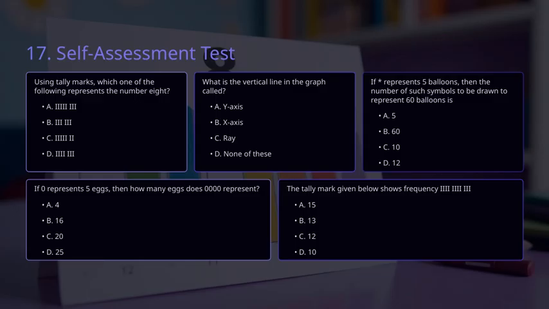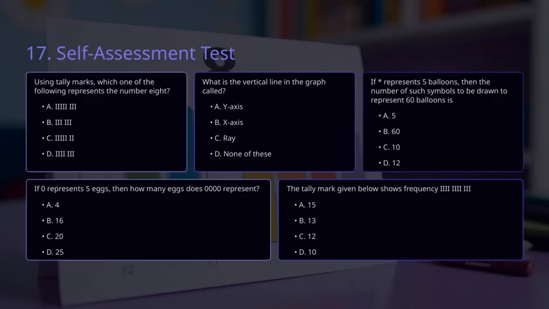Moving on to the graph question, what is the vertical line called? This is fundamental in understanding graphs. The vertical line is called the y-axis, which usually represents the dependent variable or the quantity we're measuring. The horizontal line, on the other hand, is the x-axis.